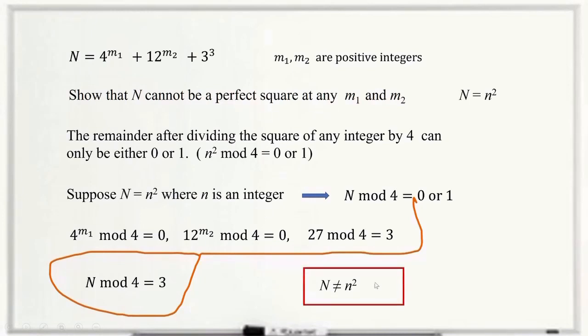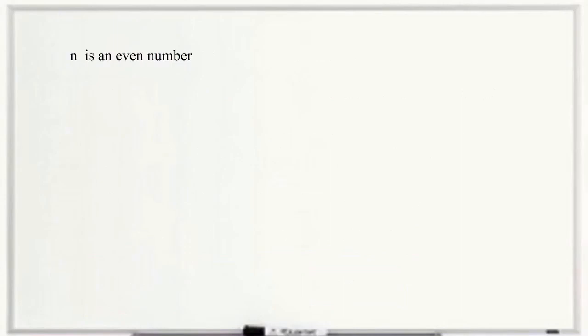Now we step back and make a proof of the property which we used. We start the proof from the case when n is an even number. In this case, n is a multiple of 2 and can be represented in this form, where k is an integer. n squared is equal to 4 times k squared and is a multiple of 4. It means that the remainder n squared mod 4 equals 0.